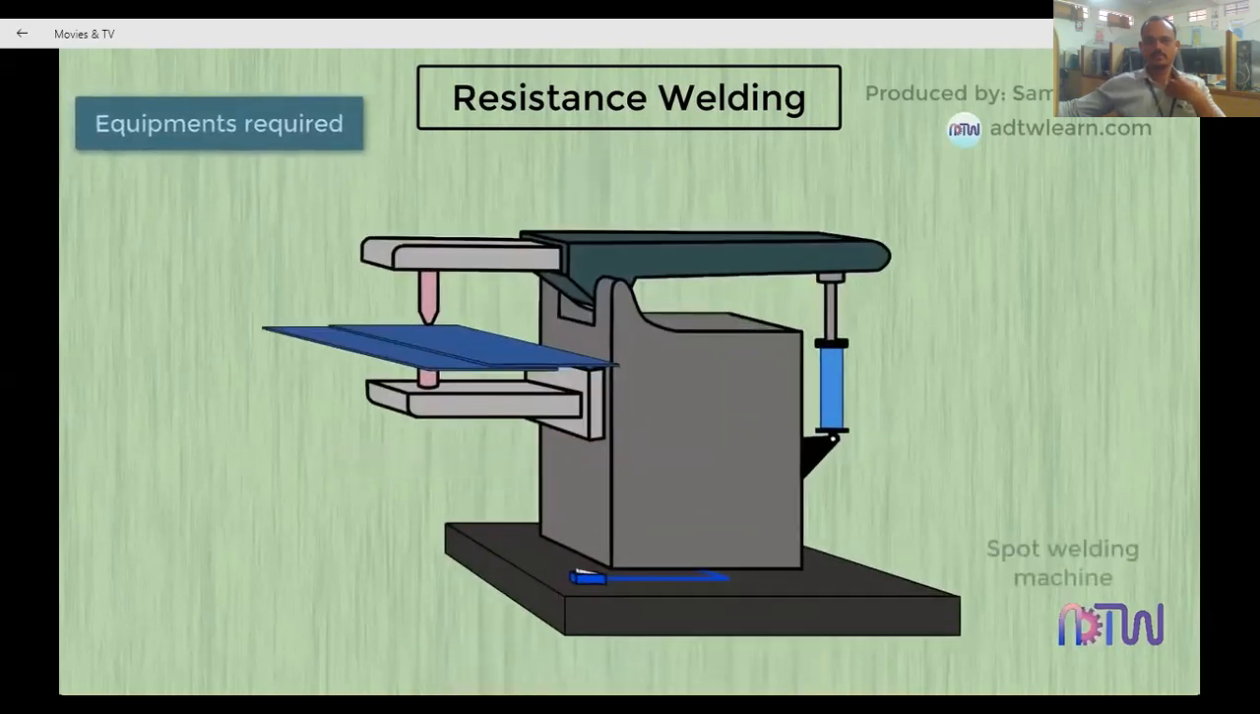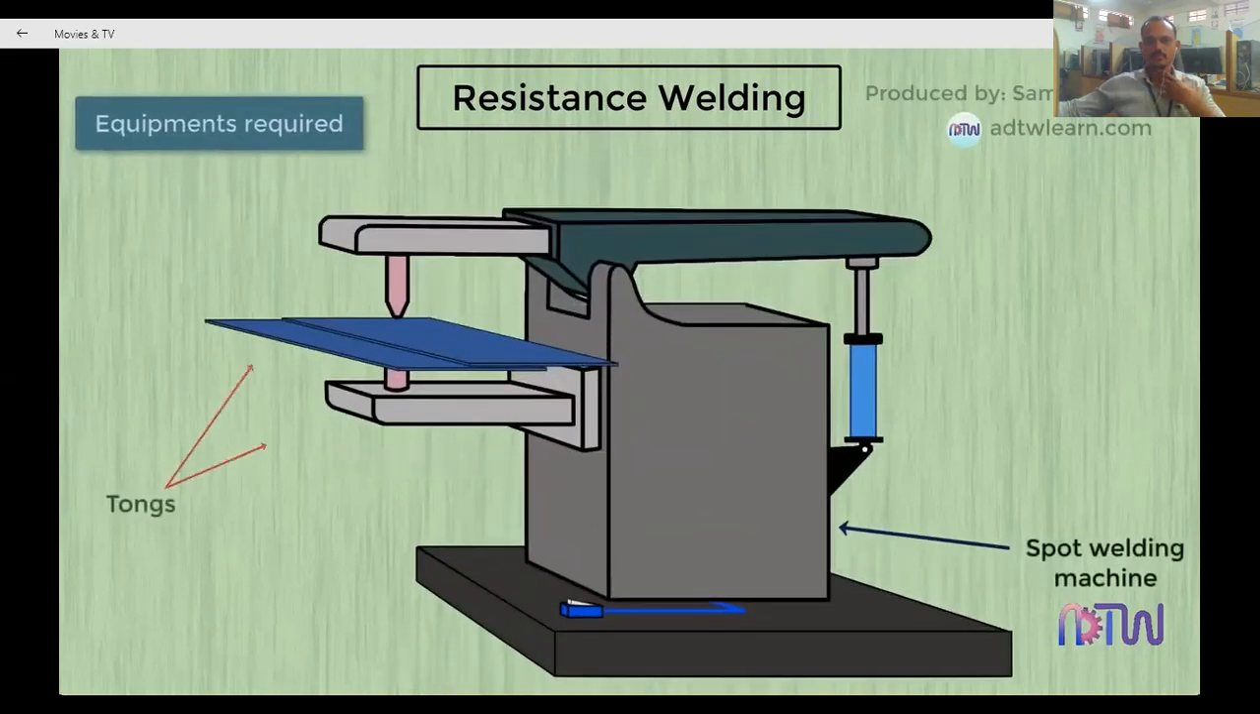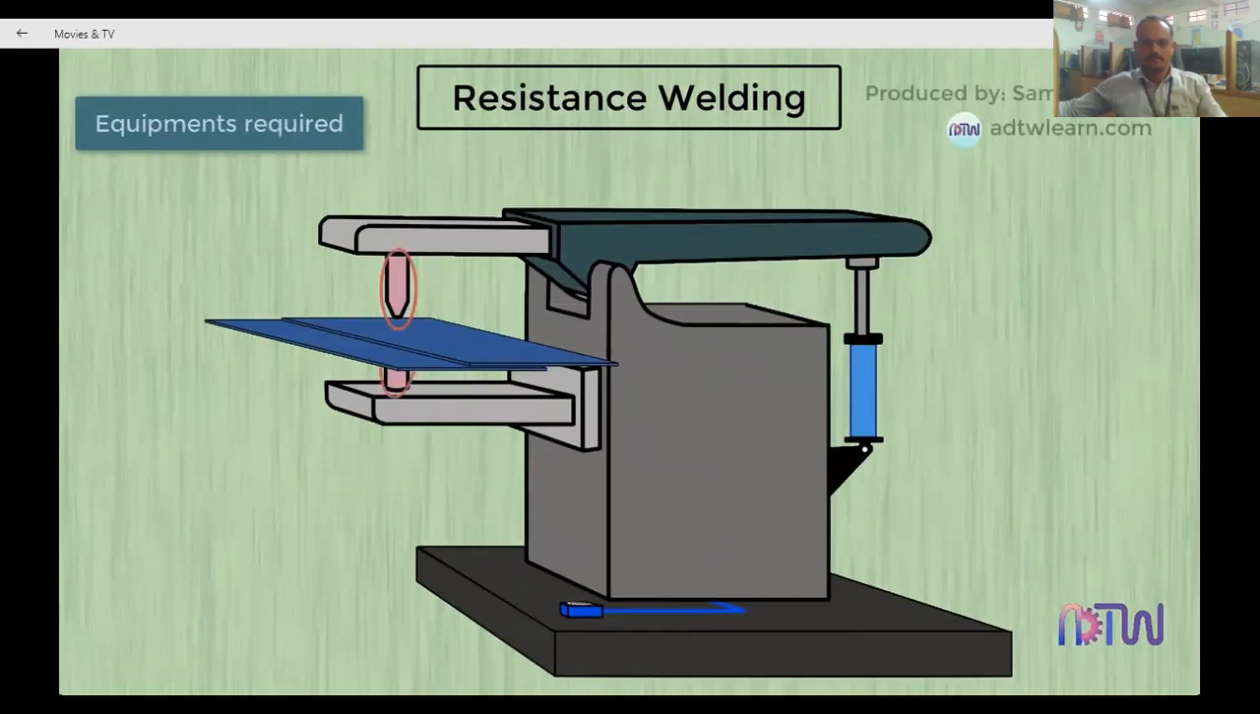Equipment required. Spot welding machine. Tongs, also known as electrodes. Working of spot welding. When the power is turned on, the transformer supplies the low voltage high current to the electrodes made up of copper.